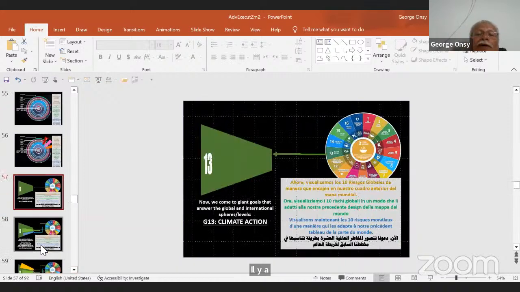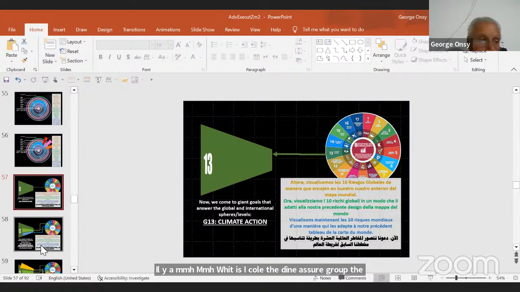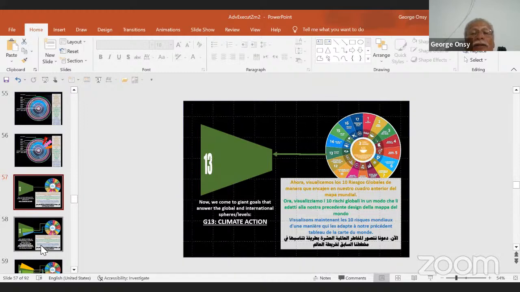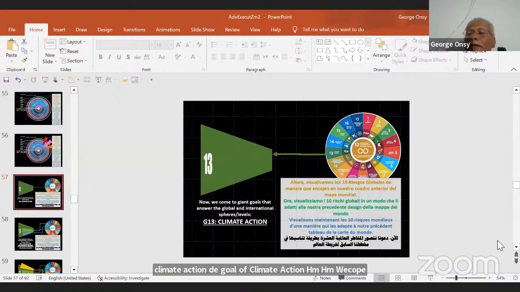which I call the dinosaur groups, the big groups, which work on the international level, from the national up to the international, then the global. I started with one which starts from the global level. All of us know G13, the climate action goal. We come to the giant goals that address the global and international spheres.